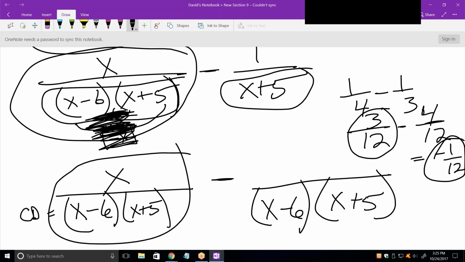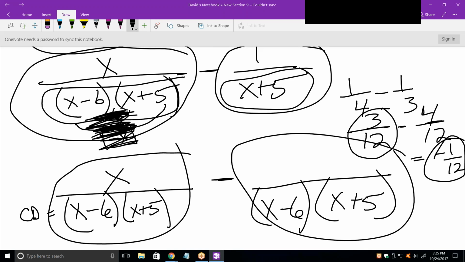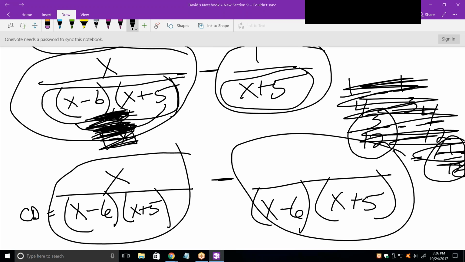Okay. Now, on the top right, what would make that the same as that? 1. Would it? Would 1 over this be the same as 1 over x plus 5? No. No. What would it be? X minus 6. You got it. In other words, the top right is the same as the bottom right. All right. Do you see that? Yeah, I do. In other words, as long as I put parentheses around it, then the bottom right is the same as the top right.